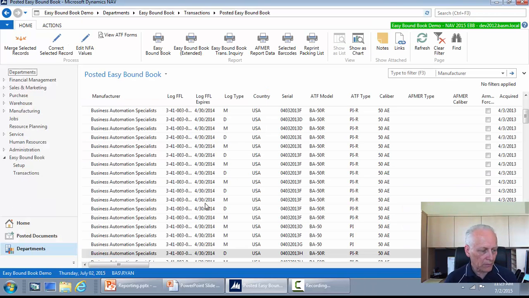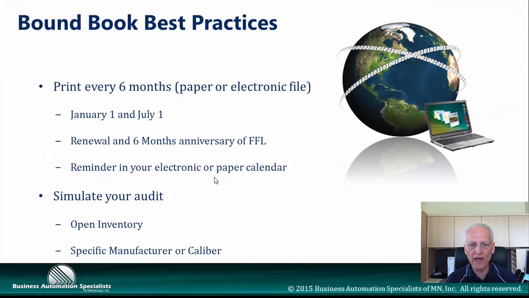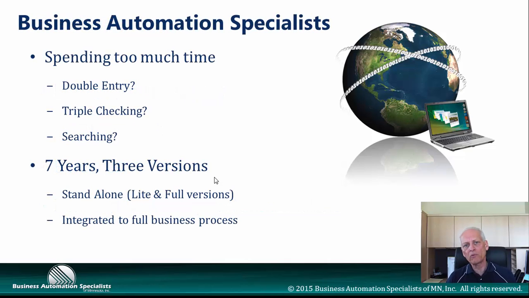All right, well, we've looked at a lot of things, but what you can see is that lookups are fast and easy in an electronic bound book. We can give you these reports and more. But what we really want to talk to you about is making sure that you're not spending too much time double entering or triple entering your bound book receipts and dispositions, or spending too much time searching for information.